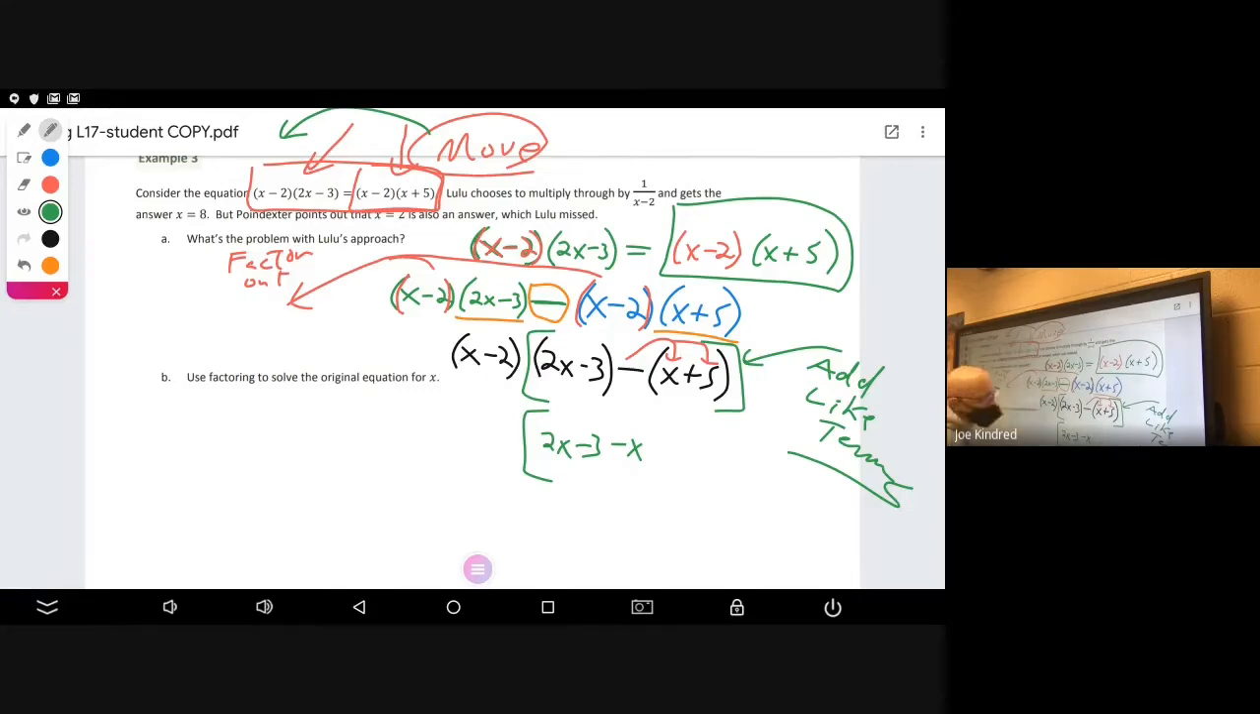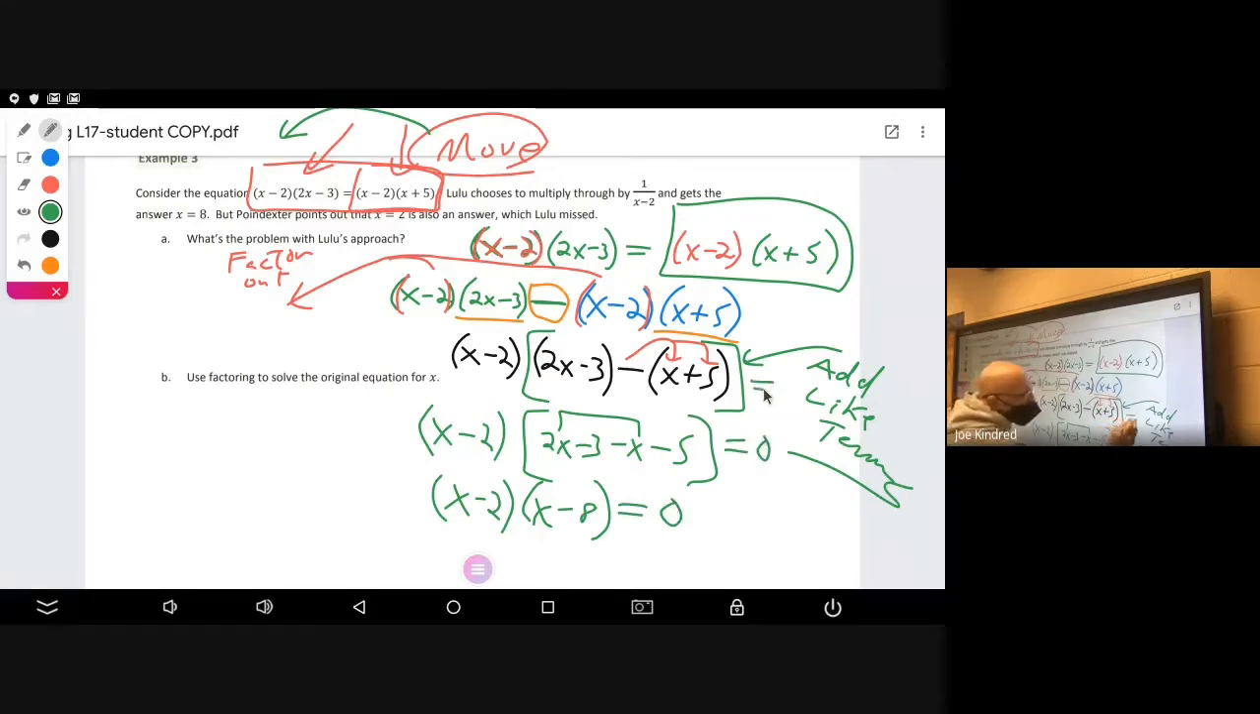Okay, so we're back. This produces a minus x and a minus 5 here. We still have the x minus 2 on the outside. We still have that factor. On the inside, add like terms. So I get x minus 2 times the quantity: 2x minus x is x, negative 3 minus 5 is a minus 8. And this is all equal to 0. It's all equal to 0 because remember, we brought that over. This gets us back to the beginning of the lesson where our solutions are 2, 8.